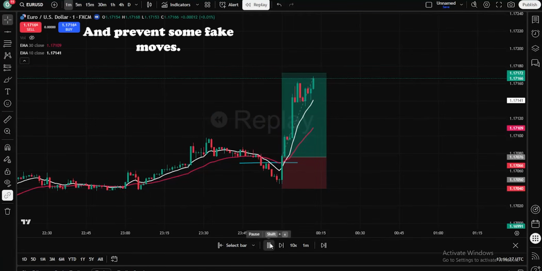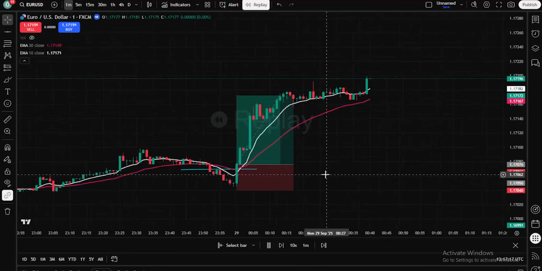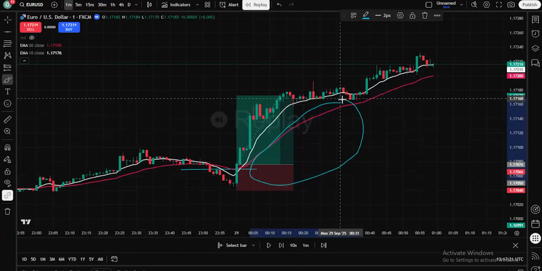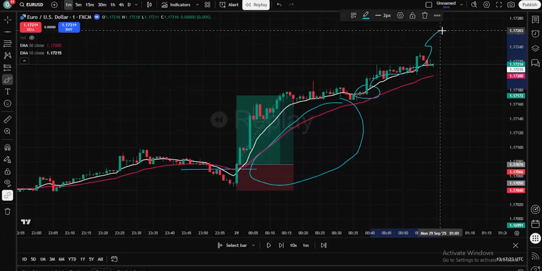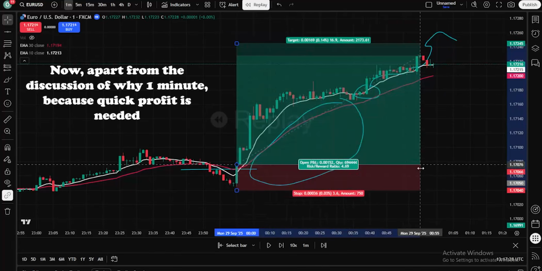The first step is to choose the right time frame. We are working with a 1-minute time frame here. Why 1 minute? Because scalping means catching small market movements in the shortest possible time.